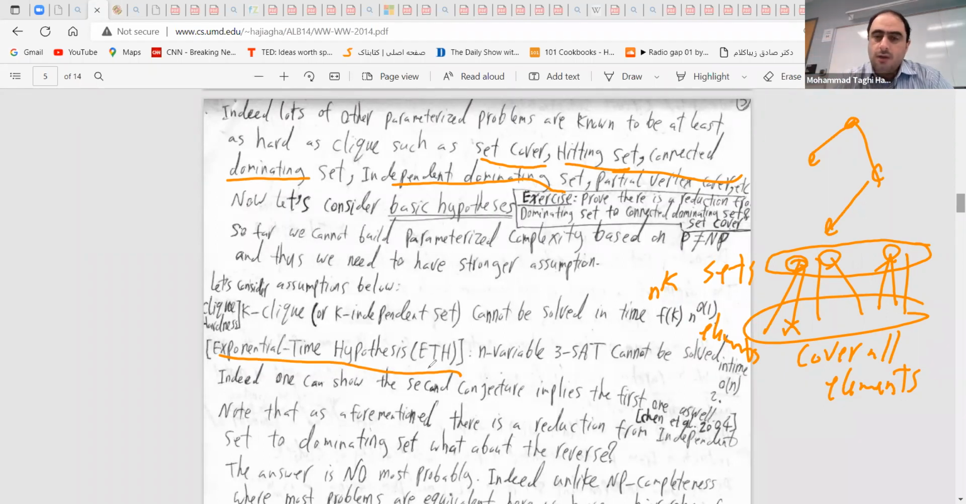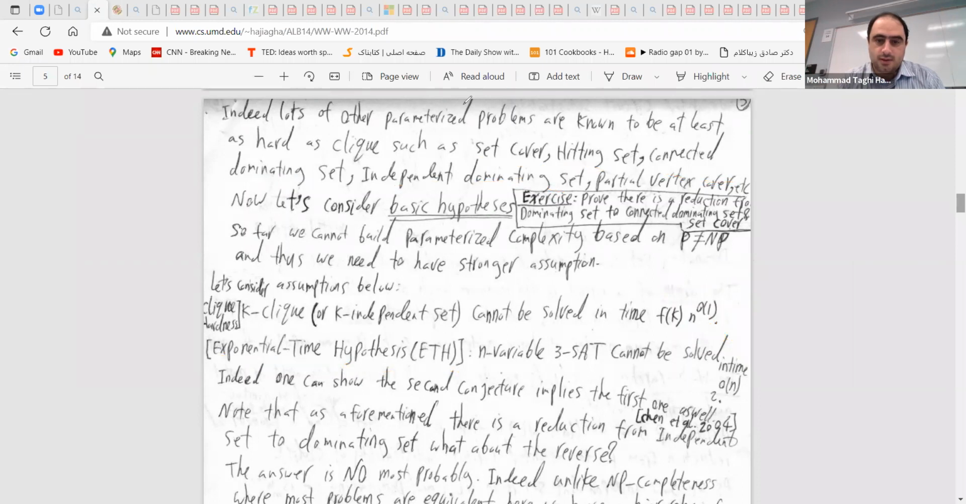Now, what we learned is that there is this problem of independent set or clique, which are hard problems, and the multicolored version is equivalent to the no-color version. And there is this other problem, dominating set, which is harder than clique. So that's the understanding so far.